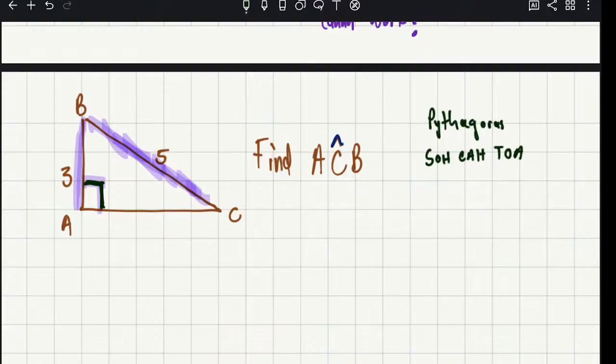Now, can Pythagoras work? No, it can't. So automatically SOHCAHTOA. Because we have 2 sides, but we are not looking for the third one. They want ACB, which is the angle at C, that's where the thing is. So they want this one. So we'll come here and we'll put it as theta.